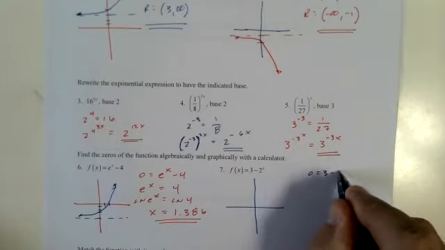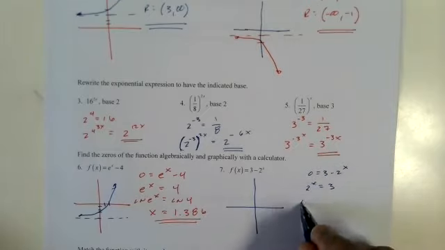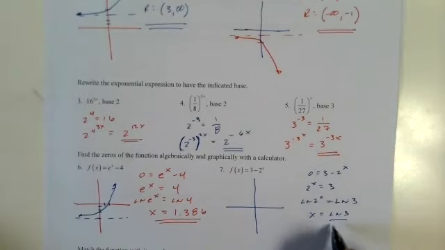Zero equals 3 minus 2 to the x. 2 to the x equals 3. x ln of 2 equals ln of 3. X equals ln of 3 over ln of 2, which is 1.585.